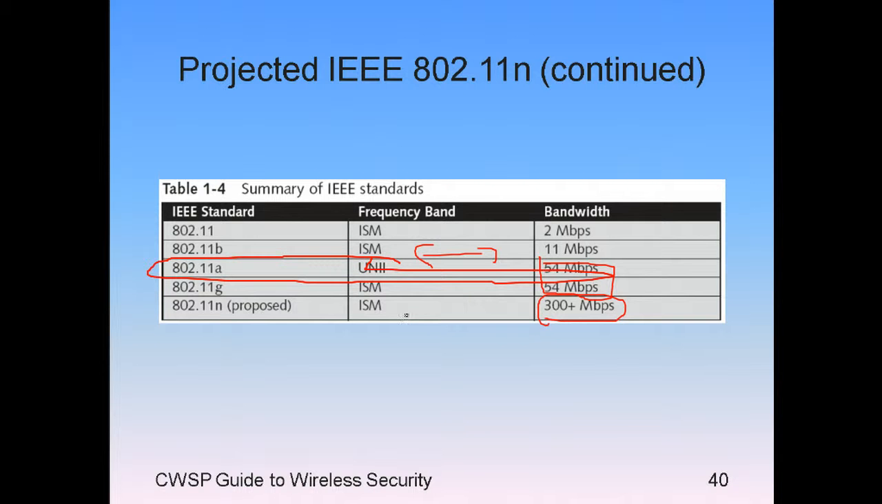And remember, we have ISM, the A standard is the only one that runs in the UNII band. The 802.11n actually works on both the 5 gigahertz and the 2.4 gigahertz spectrum. So it uses dual channel, multi-channel, in order to do that. Also, it's going to use a wider bandwidth. Instead of 20 meg, it'll go up to a 40 meg.